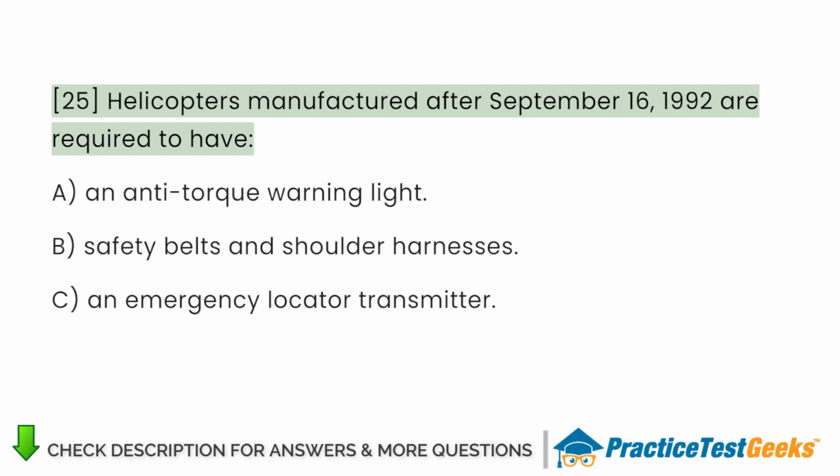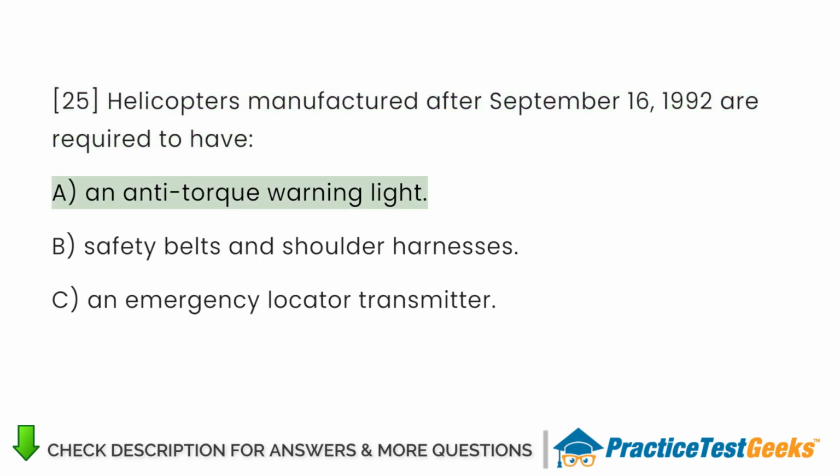Helicopters manufactured after September 16, 1992 are required to have A. An anti-torque warning light. B. Safety belts and shoulder harnesses. C. An emergency locator transmitter.